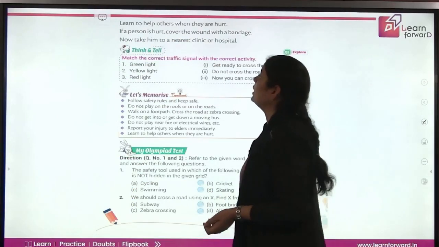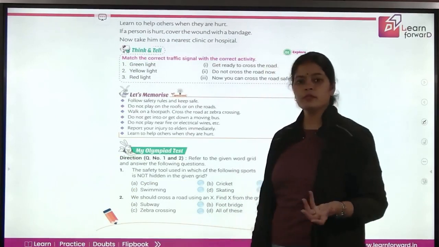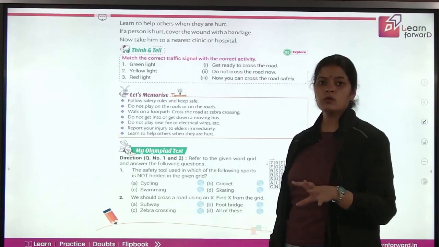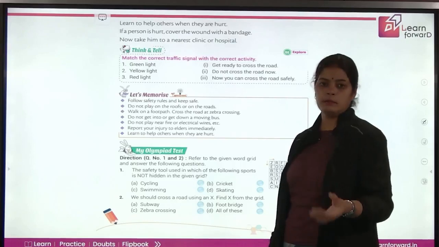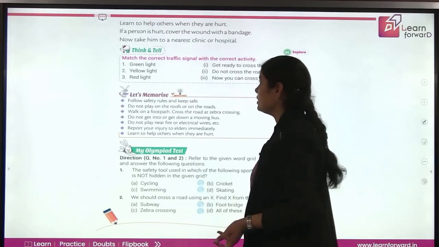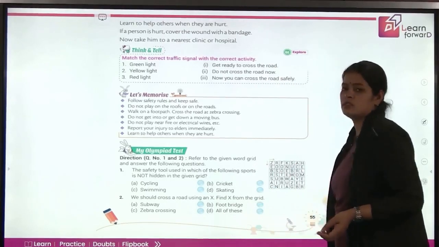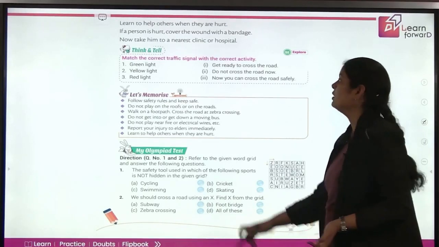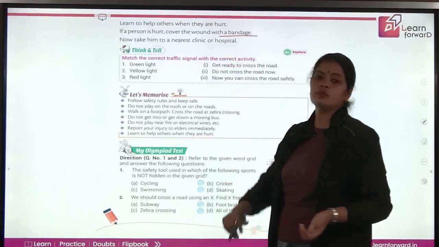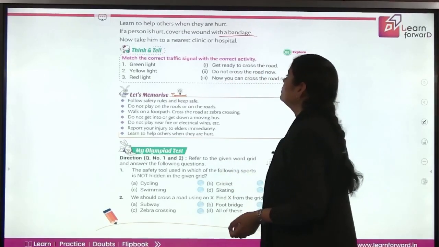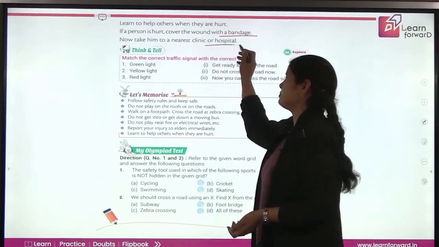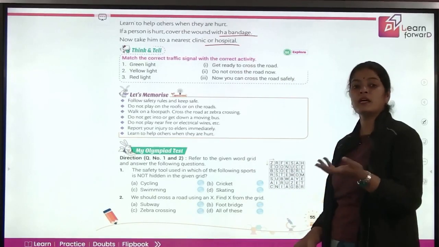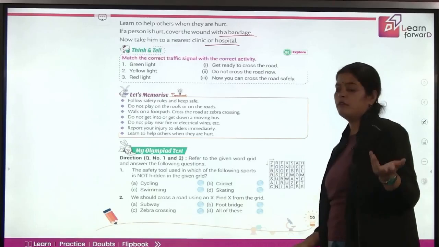So learn to help others when they are hurt. First thing, do not just watch them. Do not make a crowd around the injured person. Try to help them also. If a person is hurt, cover the wound with a bandage. If there is an open wound from which bleeding is happening, you have to cover the wound with a bandage. Now take them to the nearest clinic or hospital, or get a doctor. These are the things you can do for your friend.